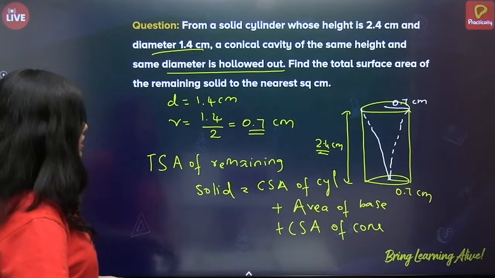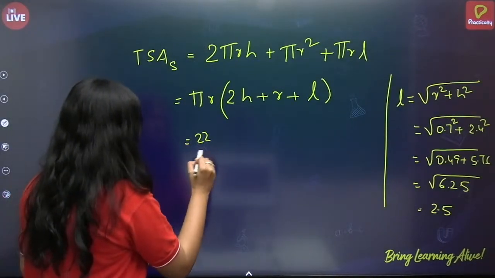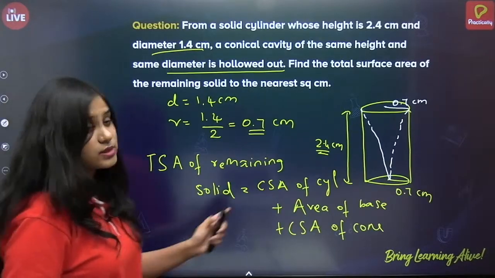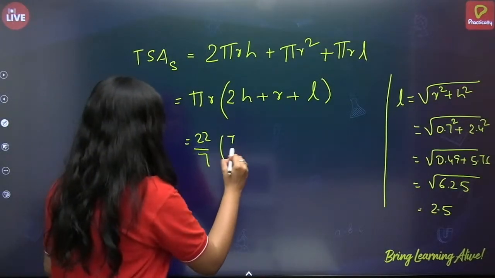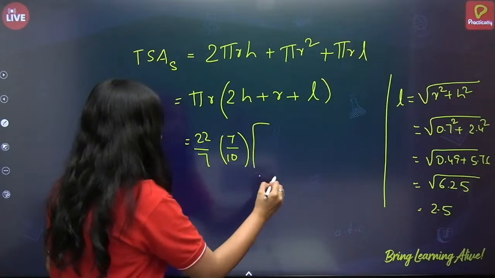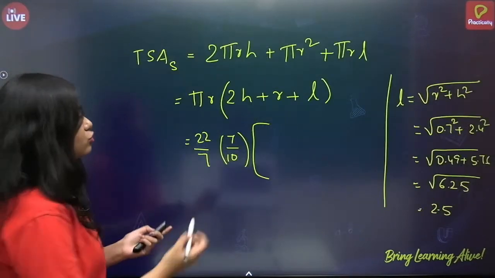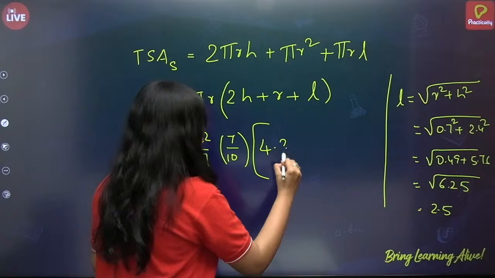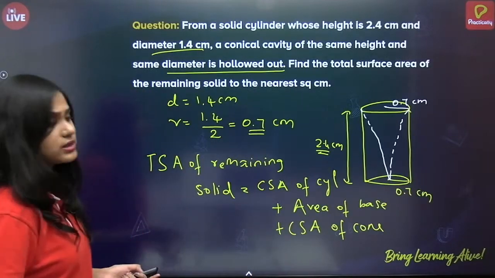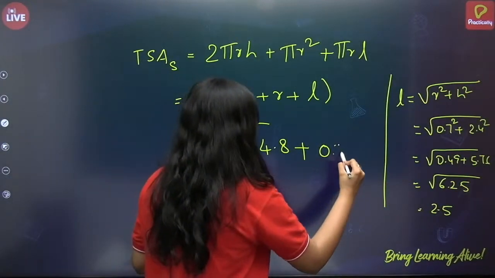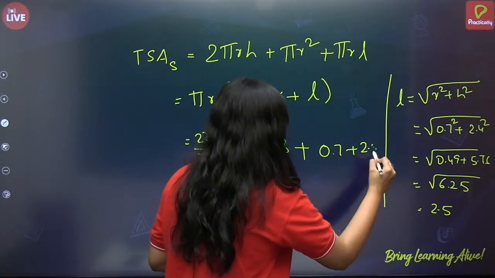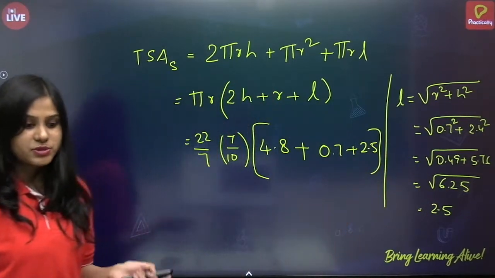So let us substitute 22 by 7. What is the radius? 0.7. So 7 by 10 into, what is height? 2.4. 2 into 2.4 is 4.8. What is R again? 0.7. And L is 2.5. Right? So we have substituted the values.